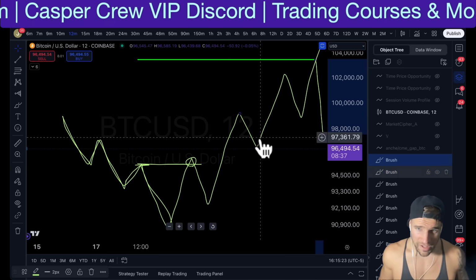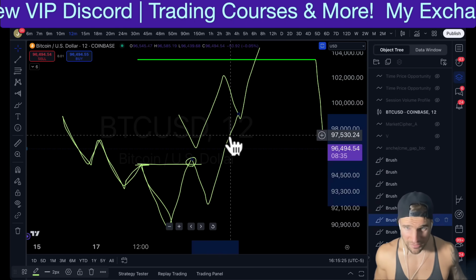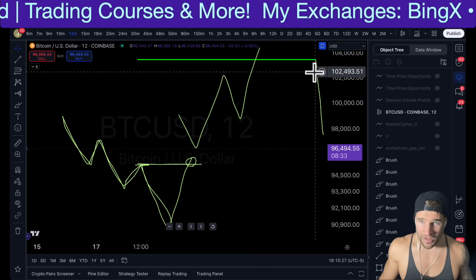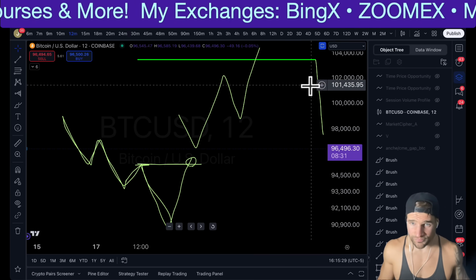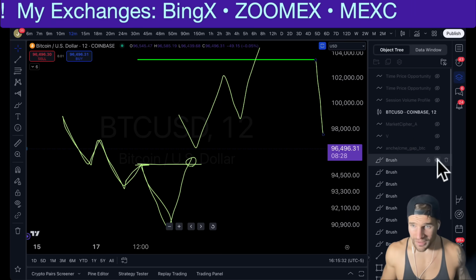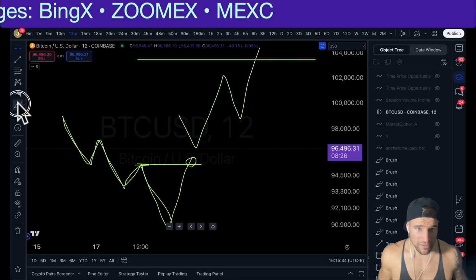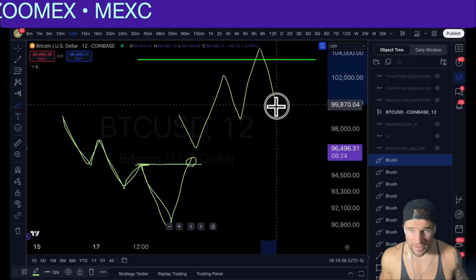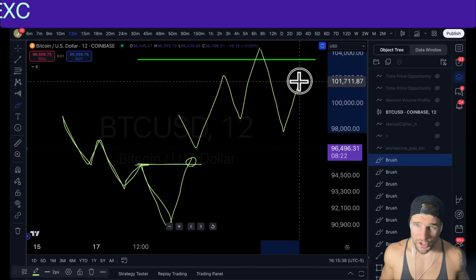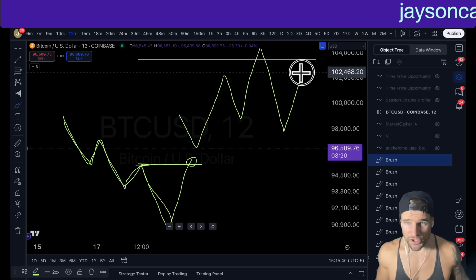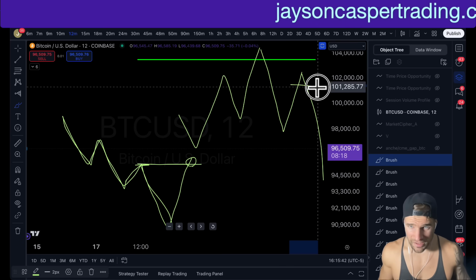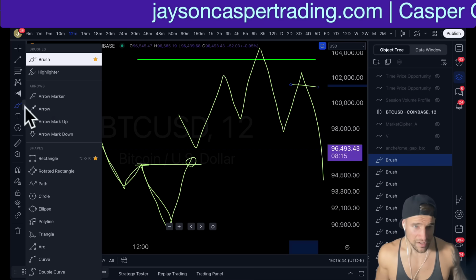I've got to move this back here because I'm running out of space on the screen. All of a sudden now we make a lower low like this. And so now we look for a retracement and we look to short the retracement and we would look for something like this.